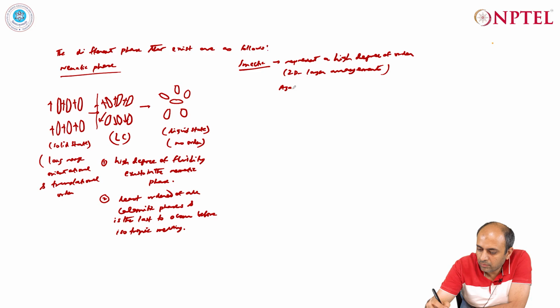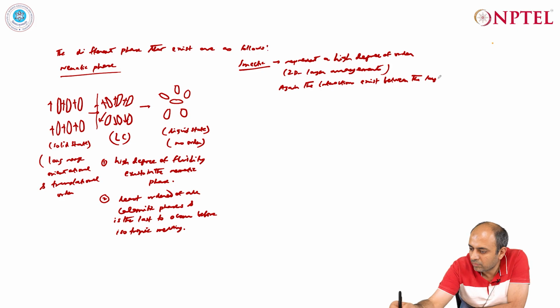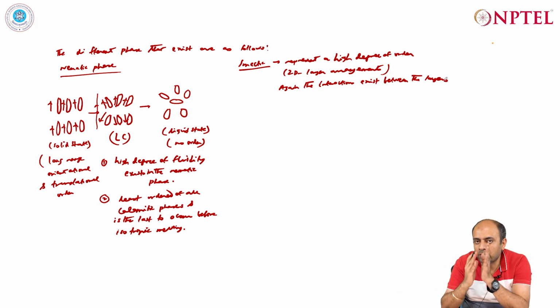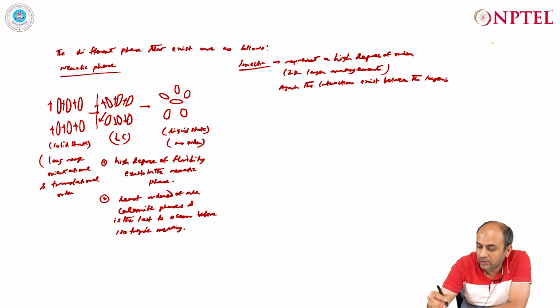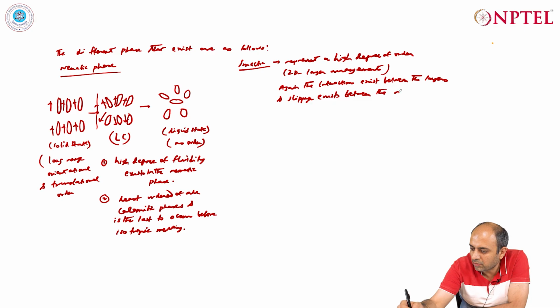Again, the interactions exist between the layers and the molecules can easily slip past each other. So, this is what is interesting, and slippage exists between the molecules.